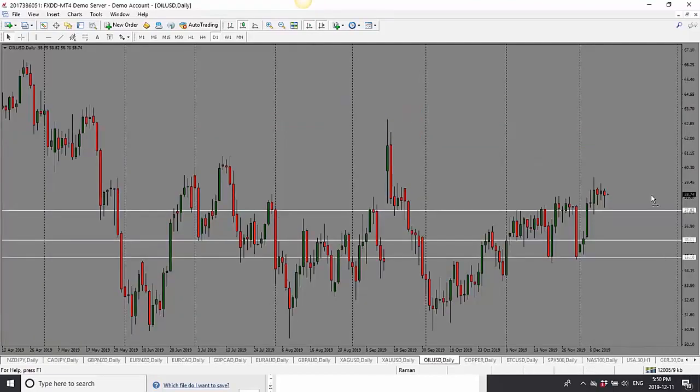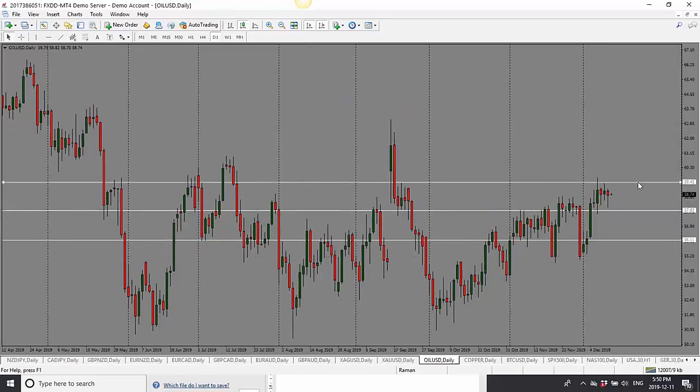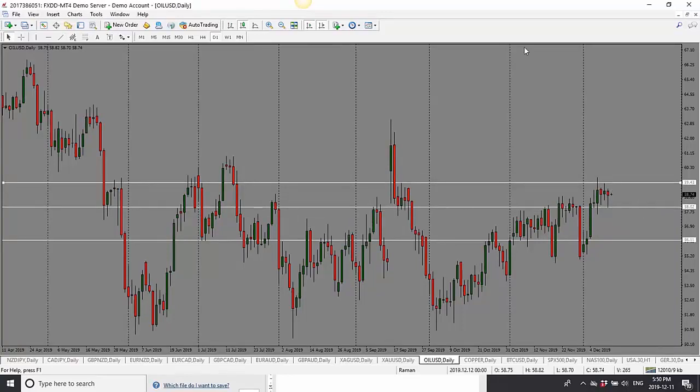Oil here, oil is still stuck in this range, hasn't really done a whole lot. So we have a neutral candle close again. I would just look for a retest of 58, and if it stays above that, we could see price go back into the range like that. So neutral bias here for oil, 58 is the target.